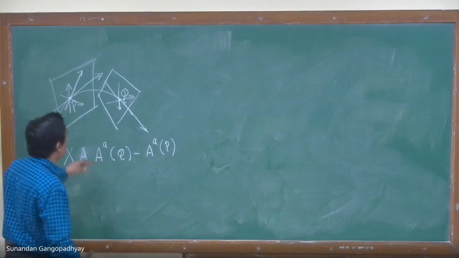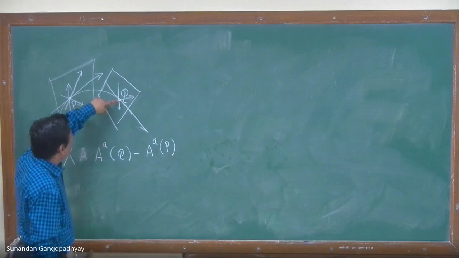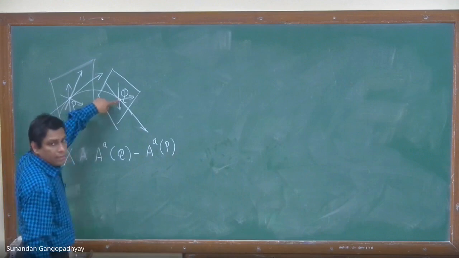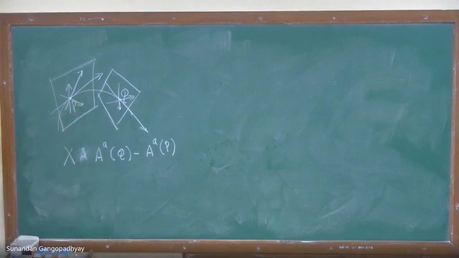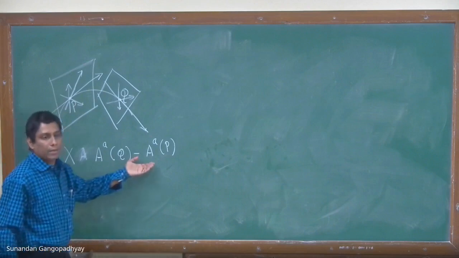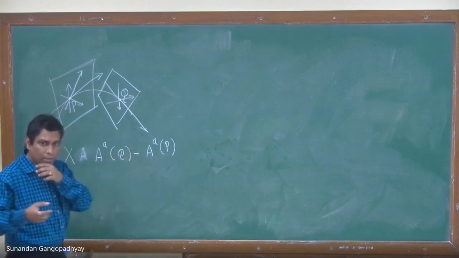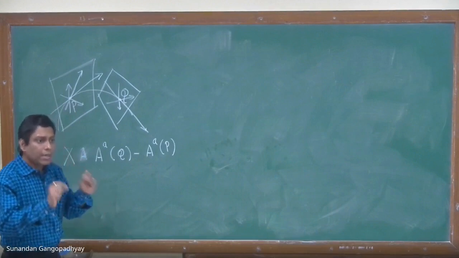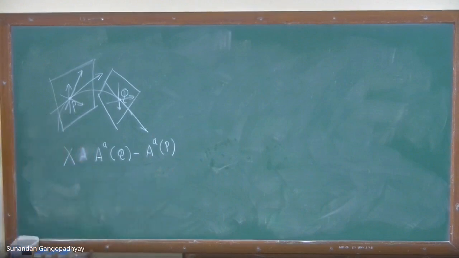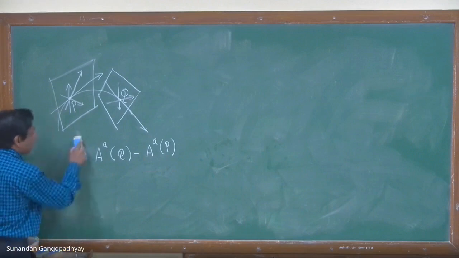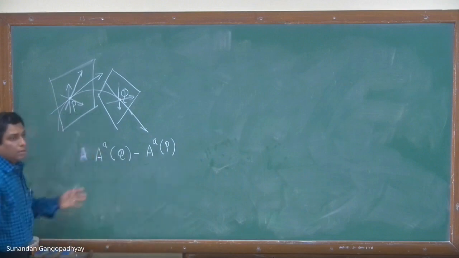For that, there should be some rule by which you are able to take this vector defined at this point to this point. Why do we subtract? Because when we subtract and then do some limiting procedure, we are able to calculate derivatives. Not only derivatives, we want to calculate derivatives which transform tensorially. I will show you now that this operation that we have here does not transform tensorially. Let us prove it.